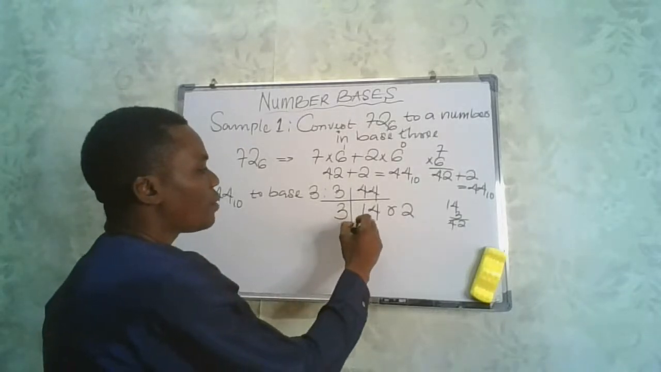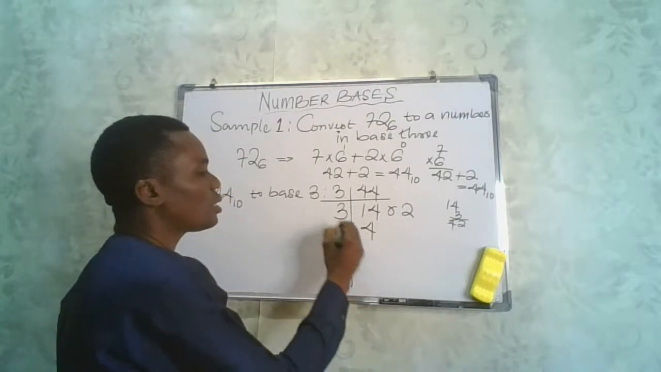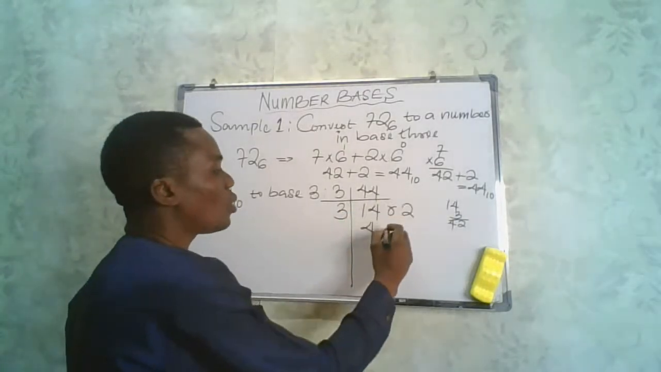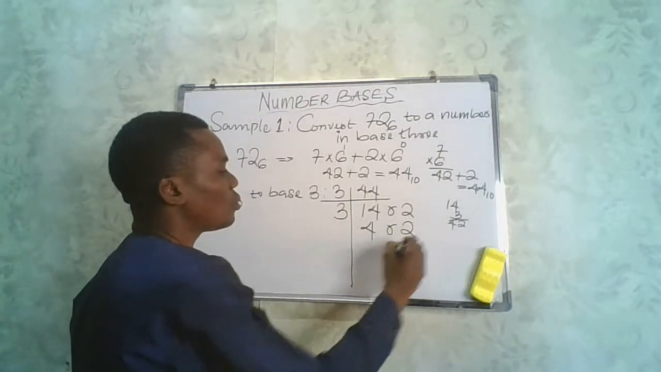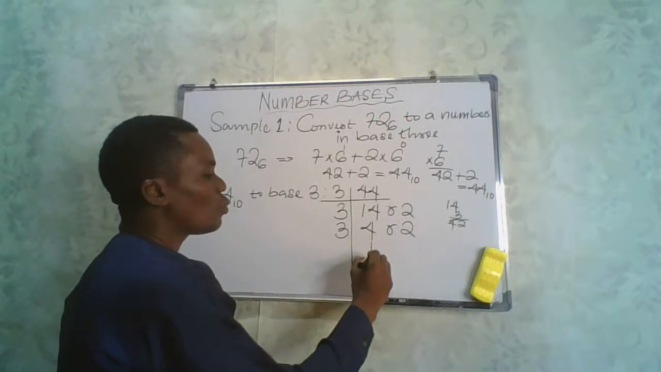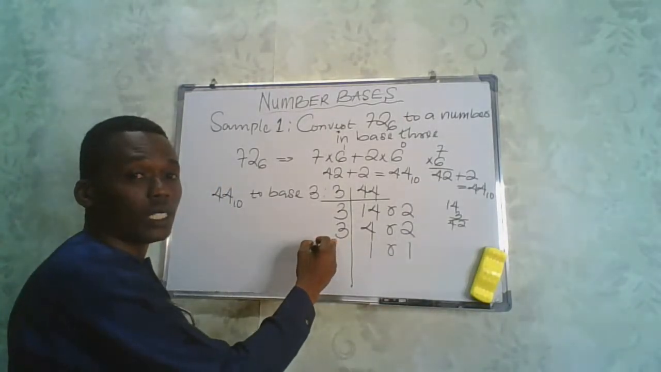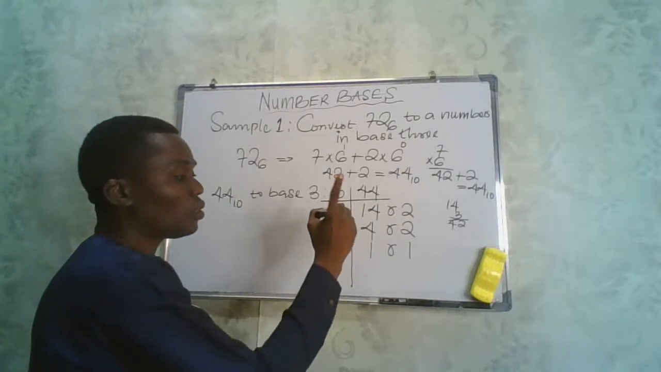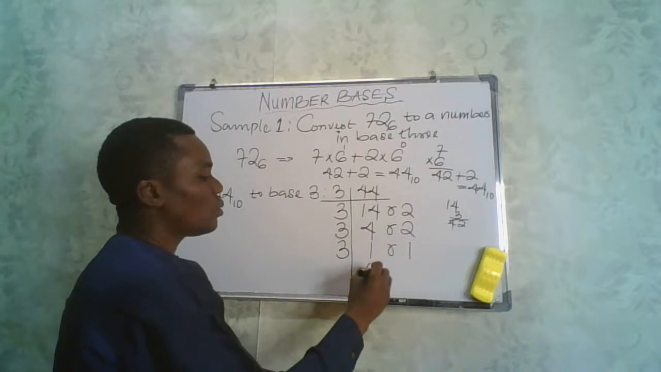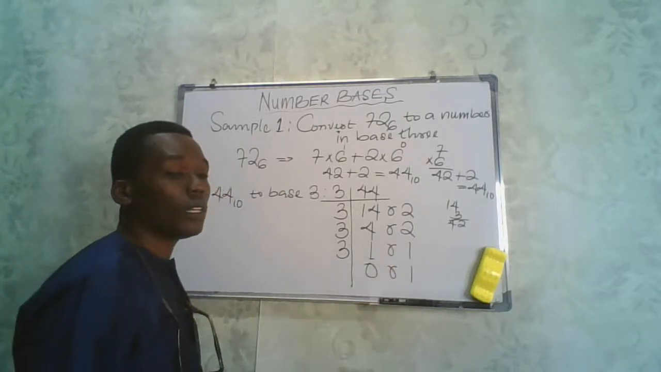So we're going to have 14 divided by 3. 14 divided by 3 will give us 4, because 4 times 3 is 12. So 14 minus 12 is going to remain 2. 4 divided by 3 is going to give us 1, because 3 times 1 is 3, and 4 minus 3 is 1. So 1 divided by 3 is 0, and the remainder is going to be this 1, which is there.